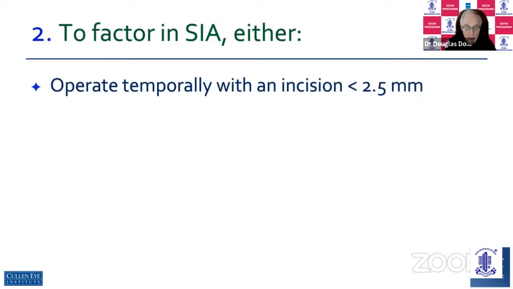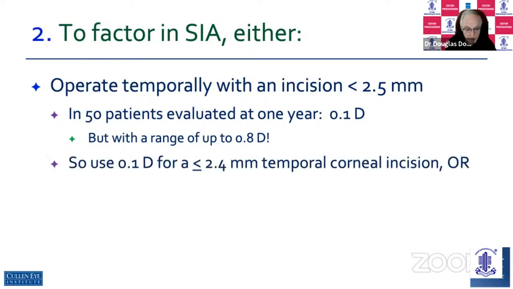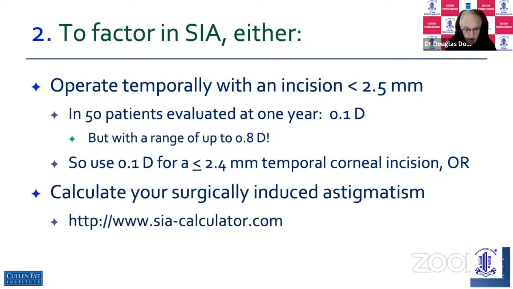It's a lot more complicated than we have thought about. I operate temporally, and with my 2.4 millimeter incision, my mean, that means the centroid on the double angle plot, the mean astigmatism was 1/10 of a diopter. So that's what I use. But there's a lot of scatter in the data, up to 0.8 diopters. And that means either our devices aren't measuring accurately, or truly there are some patients who get an unusual amount of surgically induced astigmatism. And this is only in the anterior cornea. So I use 0.1 as my baseline for my toric calculations.